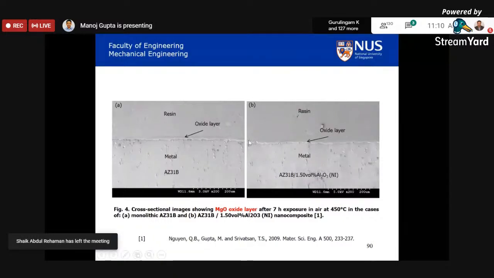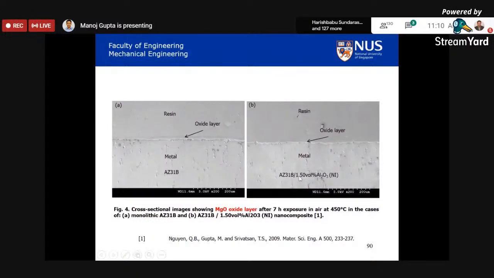This work is similar to the findings made by Australian researchers, who found that the oxidation resistance capability of stainless steel improved with the refinement of the microstructure. So these are similar observations on two different classes of material.